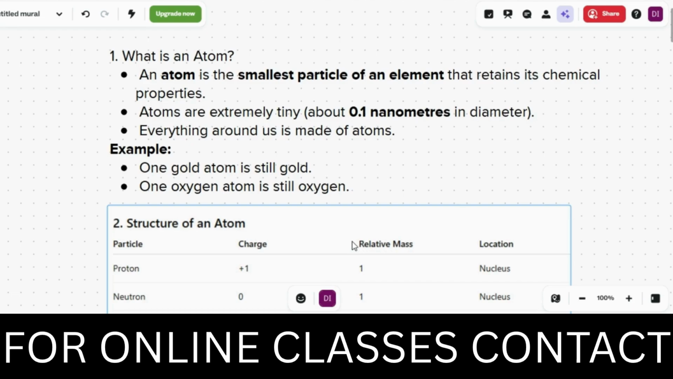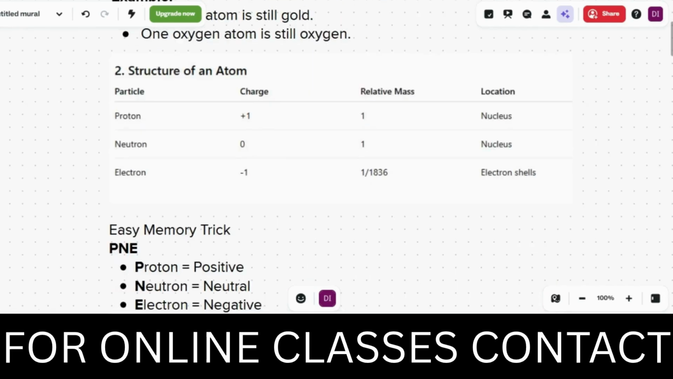Atoms are extremely tiny, roughly 0.1 nanometers. That is 10 raised to power minus 9. Okay, everything around us is made up of atoms. One gold atom is still gold. One oxygen atom is still oxygen. So now the structure of atoms.